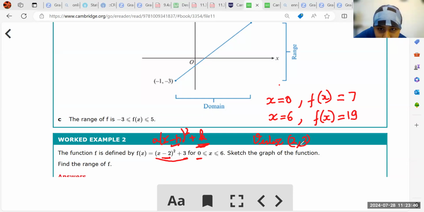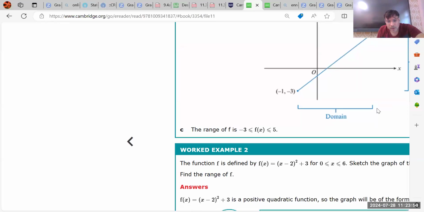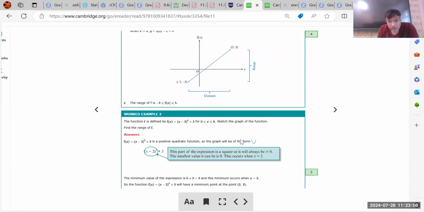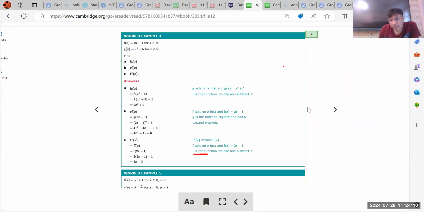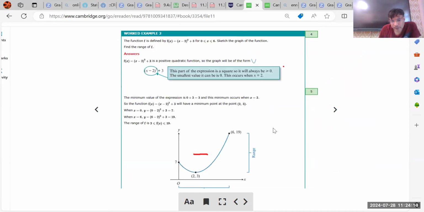2, 3. Now when I draw the graph, I will show you guys. I will draw the graph. So see, what they have written is this. Let me explain this to you now. It will have a minimum point at 2, 3, they have virtually written the same, and your graph will be like this. Yeah, like this.